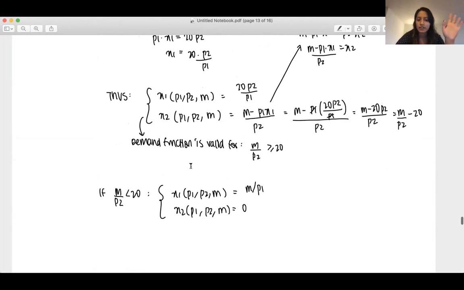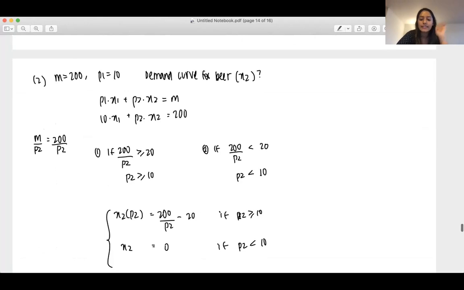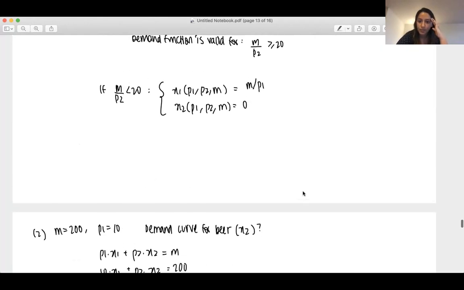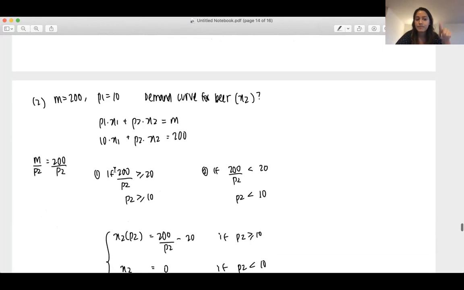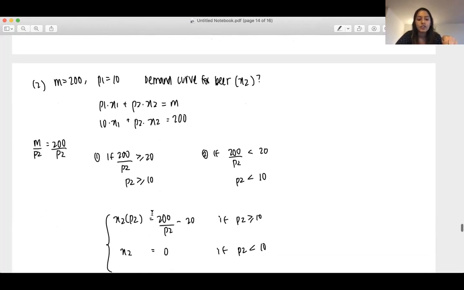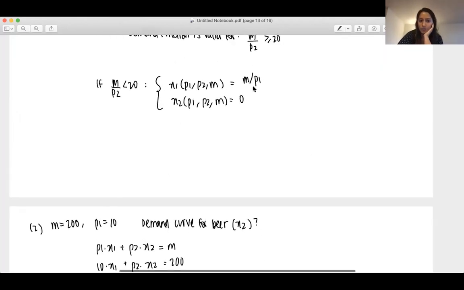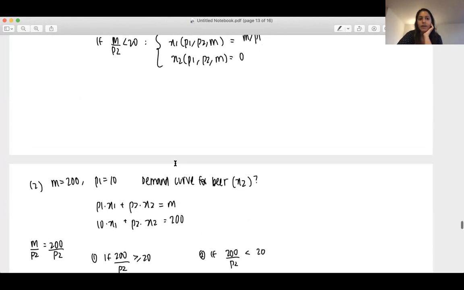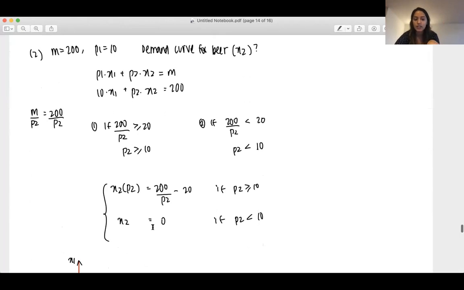Sorry, I think I said that wrong. So I'm just gonna go over that again. This is if P2 is bigger than or equal to 10, the first part, which is equal to M over P2 minus 20. M over here is 200 over P2, which we don't know, minus 20. That's basically it. And for the second part, which is when M over P2 is less than 20, or in this case, P2 is less than 10, it's 0.